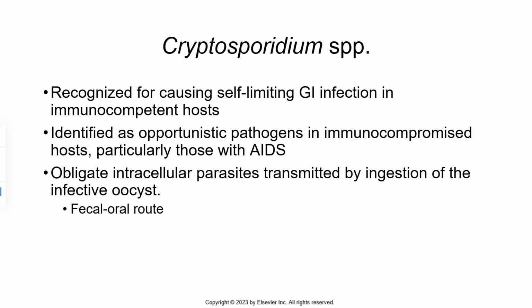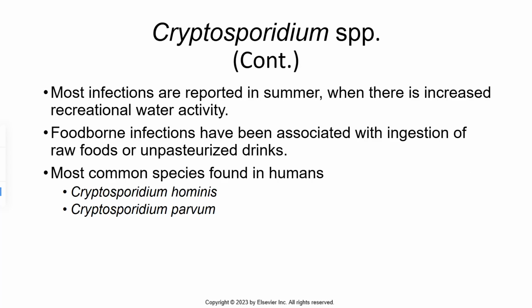Cryptosporidium is identified as an opportunistic pathogen in immunocompromised hosts, particularly those with AIDS. They are obligate intracellular parasites transmitted by ingestion of infected oocysts, the fecal-oral route. Most infections are reported in the summer when there's increased water recreational activity. Foodborne infections have been associated with ingestion of raw foods or unpasteurized drinks. The most common species found in humans are Cryptosporidium hominis and Cryptosporidium parvum.